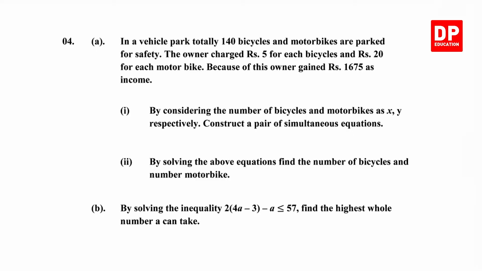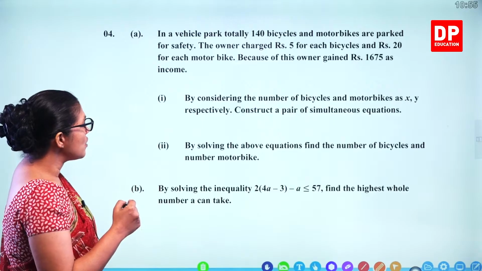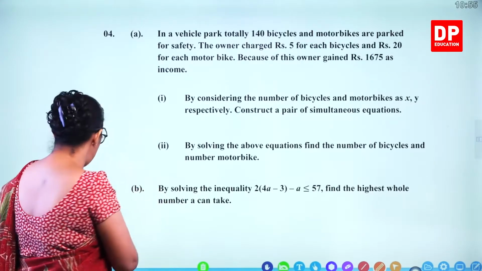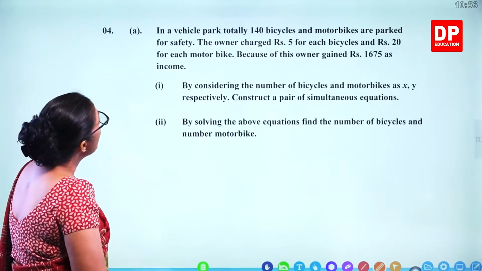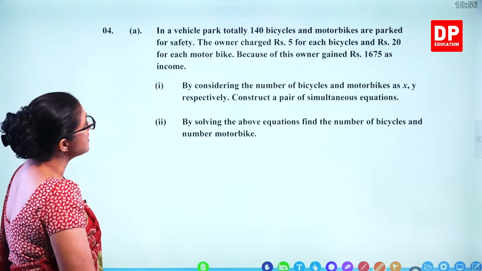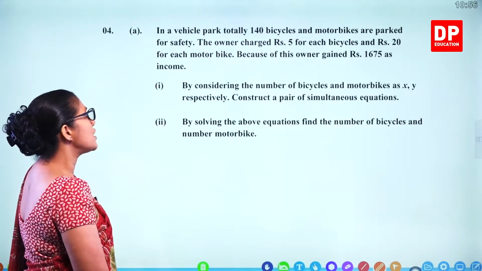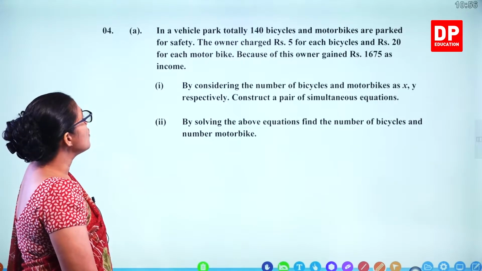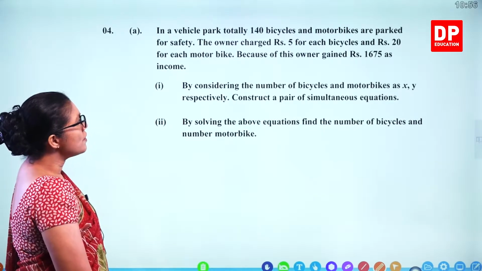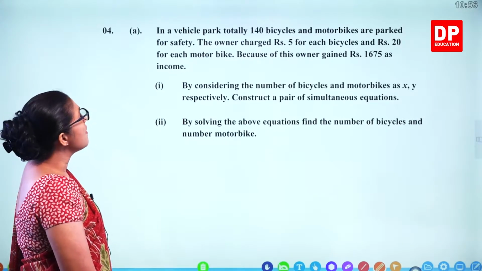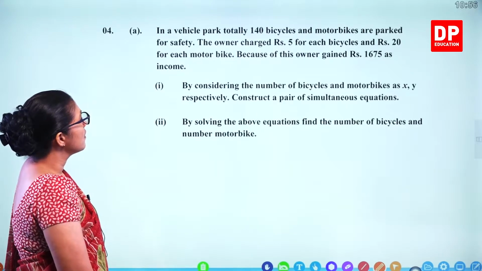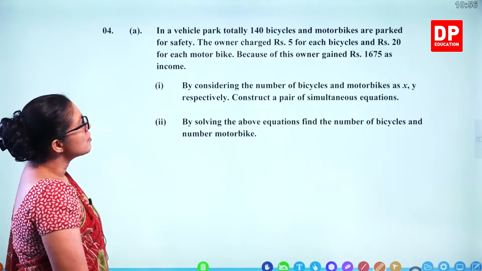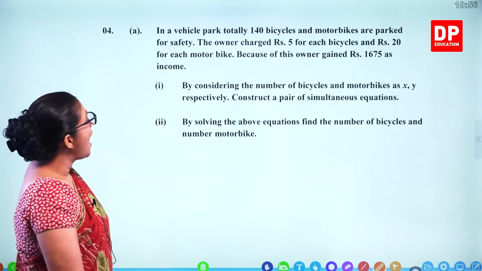Question number 4. You are asked to construct 2 equations, that's called simultaneous equations, and solve it. And here part B, inequality. So let's do the first one. In a vehicle park, totally 140 bicycles and motorbikes are parked for safety. The owner charged 5 rupees for each bicycle and 20 rupees for each motorbike. Because of this, the owner gained 1,675 as income. By considering the number of bicycles and motorbikes as x and y respectively, construct a pair of simultaneous equations and then solve.